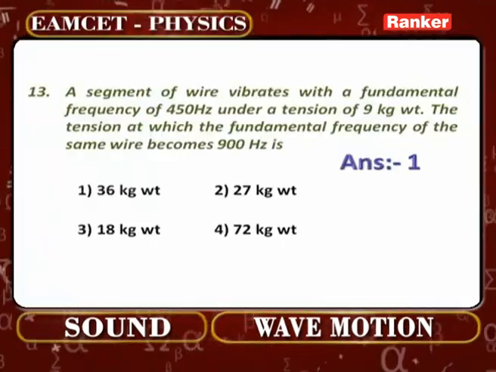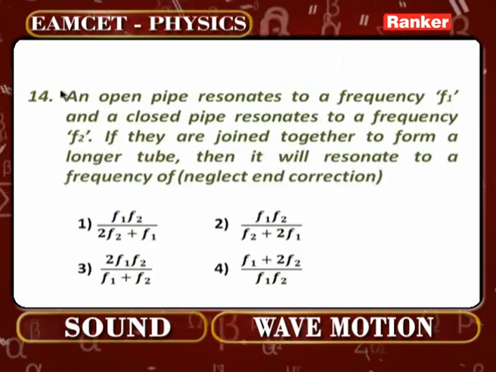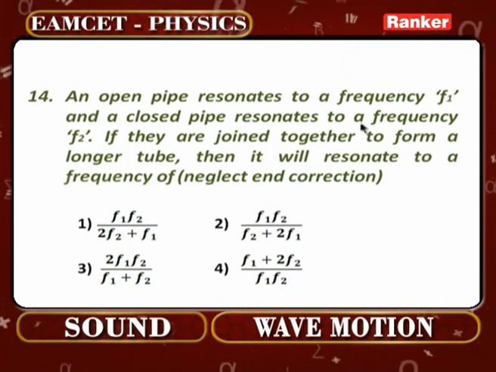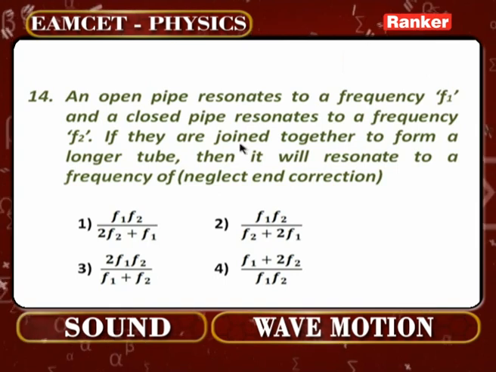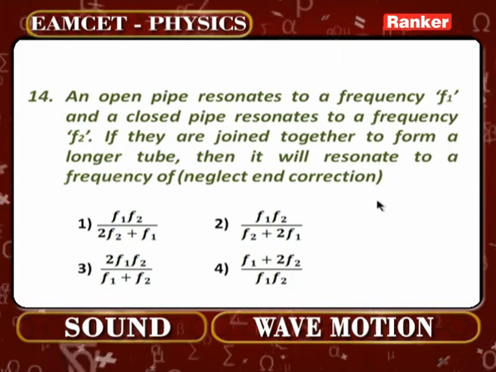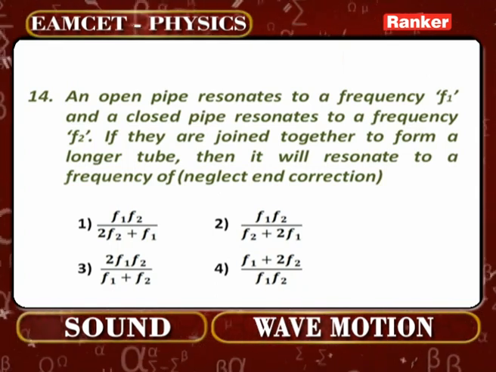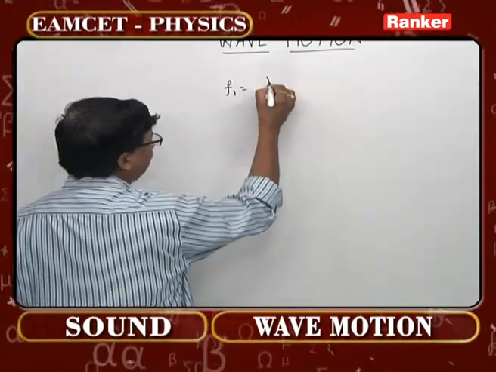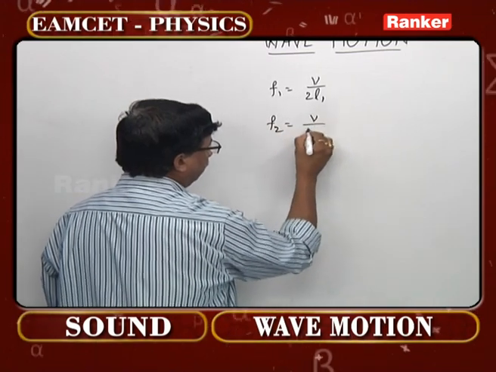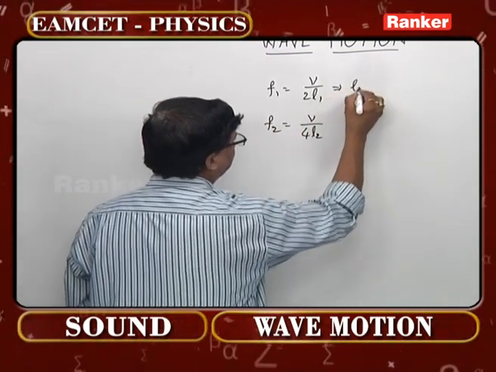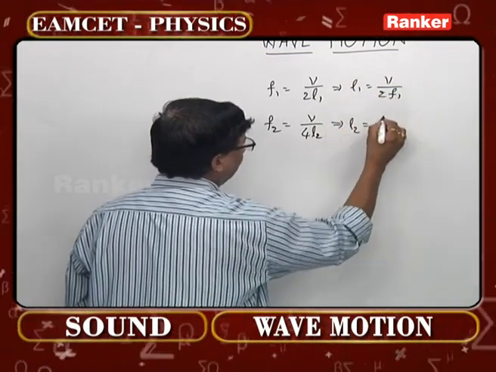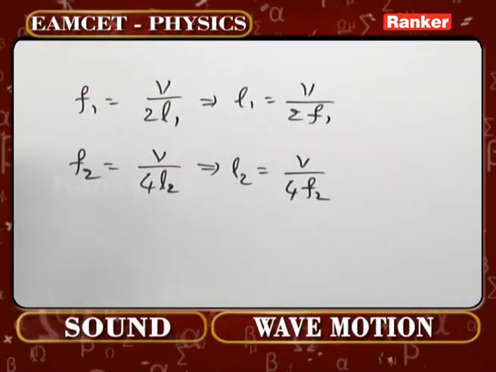Check that next number 14. Question number 14 as such. Look at that. An open pipe resonates to a frequency F1 and a closed pipe resonates to a frequency F2. If they are joined together to form a longer tube, then it will resonate to a frequency of. Neglect end correction. That is a concept what he is talking. First open pipe. What is F1 then? V by 2L1. What is F2 then? It is V by 4L2. Then what can we write? L1 is equal to V by 2F1. What will be L2 now? V by 4F2. That is the concept.